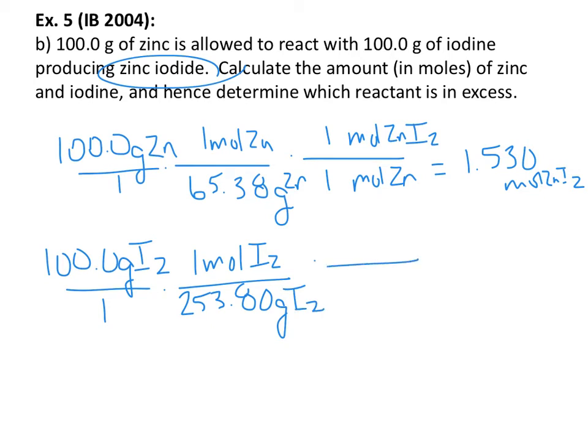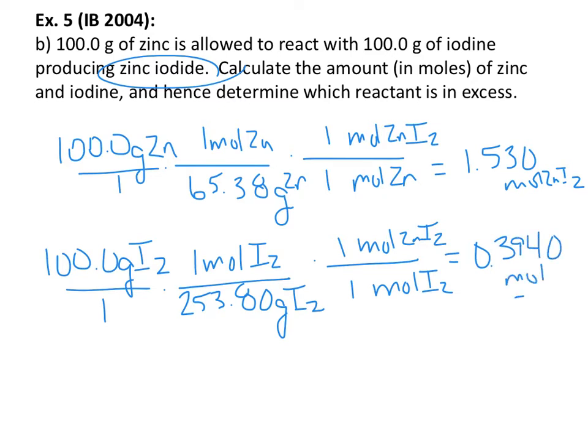And then again with the mole ratio, yes, it's 1 to 1, but I'm still going to show it. So mole of I2 on the bottom and mole of ZnI2 on top, 1 to 1 ratio. So when I do 100 divided by 253, I get a much smaller number, 0.3940 moles of the ZnI2.